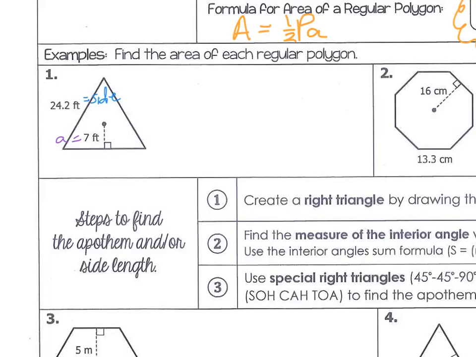So I'm going to apply the formula. A equals 1/2 PA. And we're going to find the perimeter within the formula. So we've got A equals 1/2 times, and instead of perimeter, I am going to multiply my side times 3.